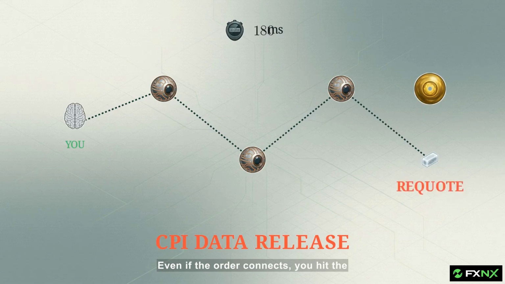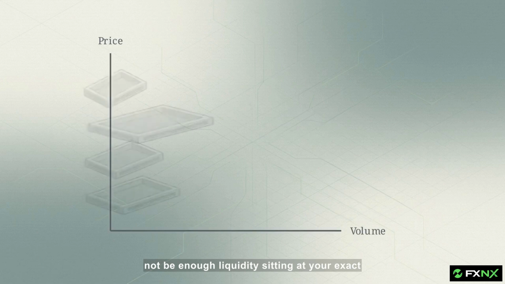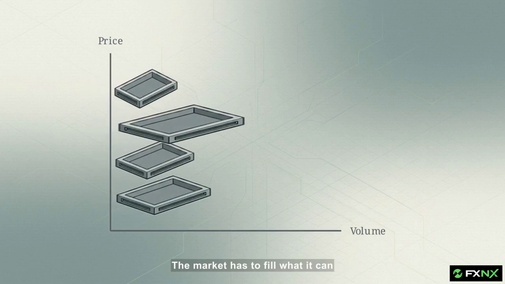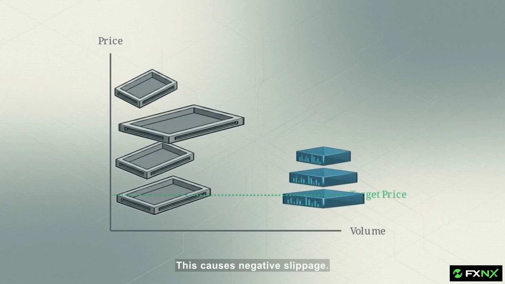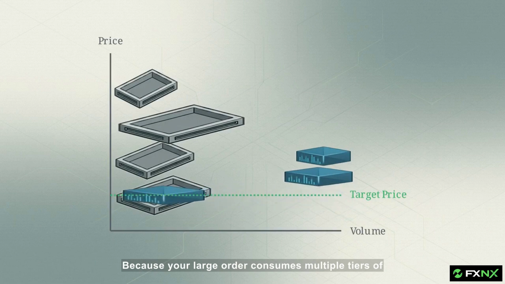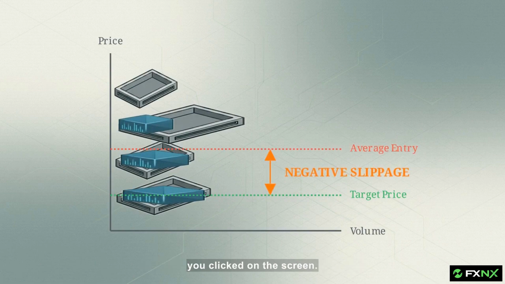Even if the order connects, you hit the reality of depth of market. Look at this stacked bar chart of available volume. If you place a large order, there might not be enough liquidity sitting at your exact target price. The market has to fill what it can and then move down the line. This causes negative slippage. Because your large order consumes multiple tiers of pricing to get fully filled, your average entry point ends up worse than what you clicked on the screen.